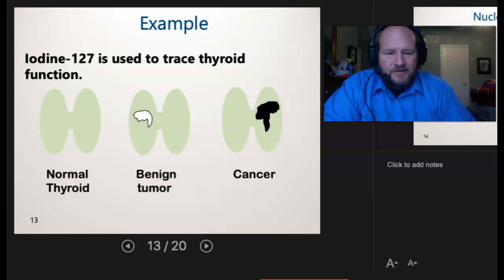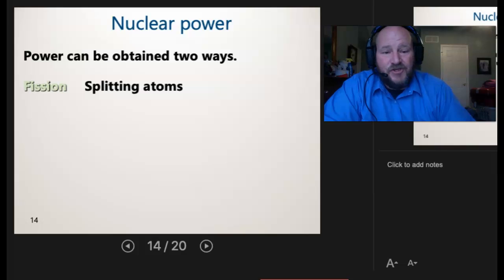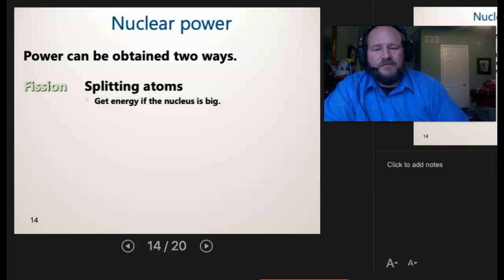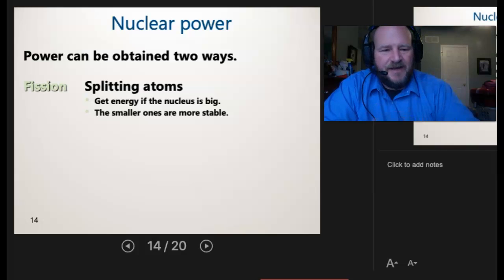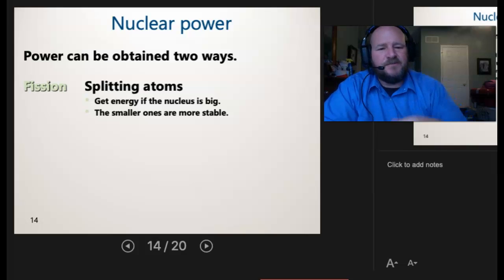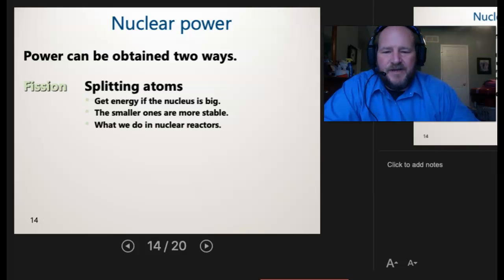Now, another option would be to look at nuclear power. Power can be obtained two ways. Fission, by splitting atoms, that's where our nuclear weapons come in, but it's also how we use nuclear reactors. What we do is take the energy by taking a big nucleus and breaking it. The smaller nuclei will be more stable, and of course that's going to release energy. That energy comes off exothermically. We can then harness that heat energy to turn turbines with steam, generate electricity, and spread the electricity out across the grid, right? And again, that's what we do in nuclear reactors.